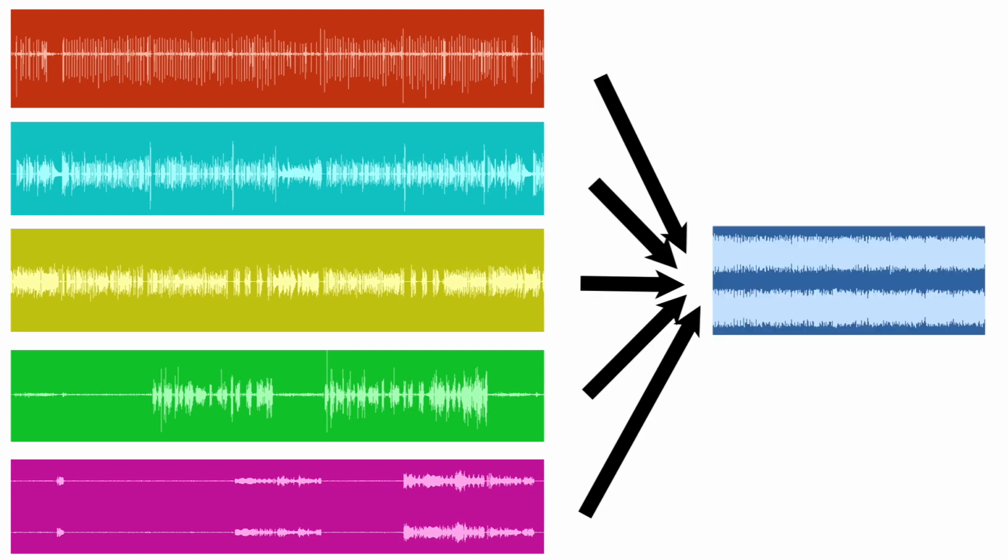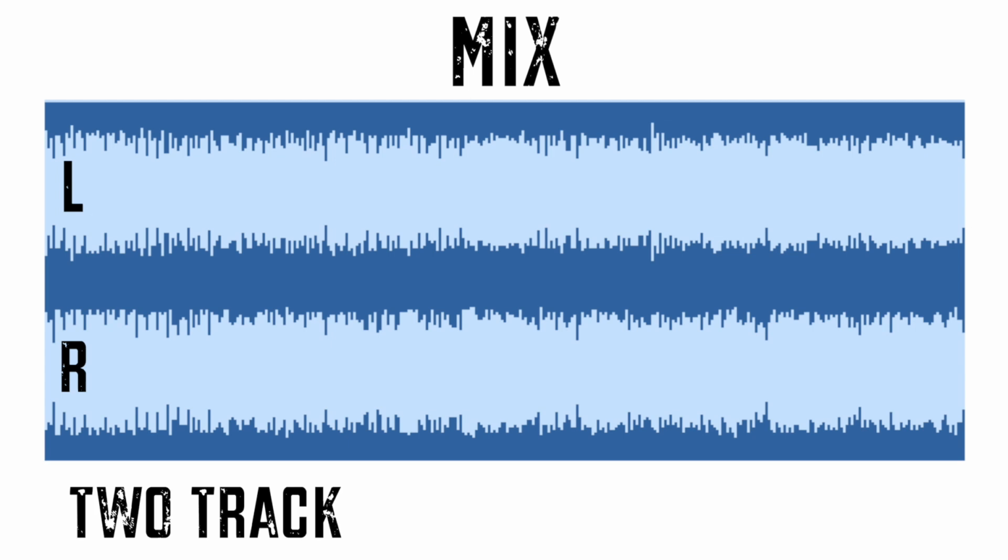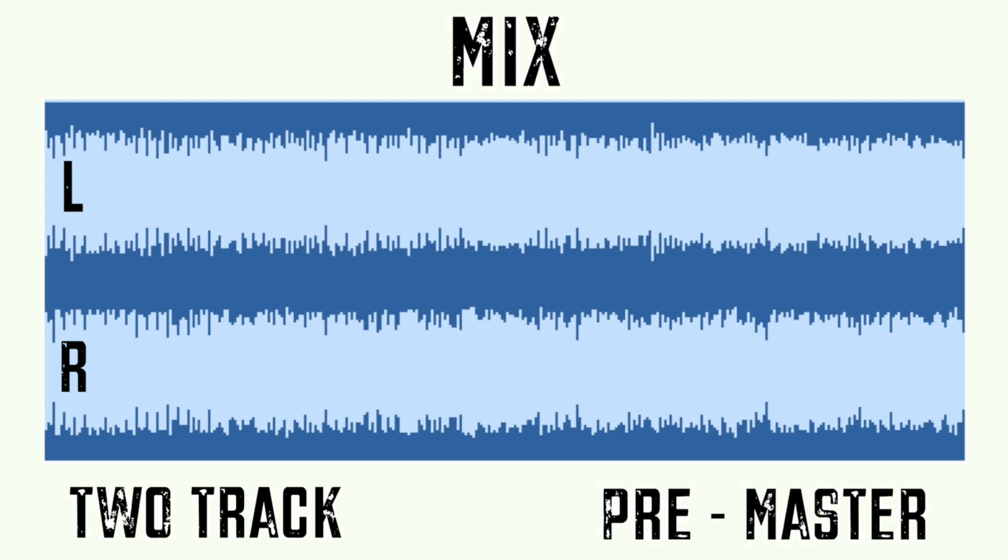So when it's a mix, you can no longer separate the different elements out of that song. You're stuck with it as it is. It's a bit like when you mix a cake or something like that. You can combine all the elements together to make the dough, but then you can't extract the flour out of that dough again. So this mix that we end up with has two tracks, left and right. It's also known as a 2-track or as a pre-master. And then we will send that track off to be mastered.